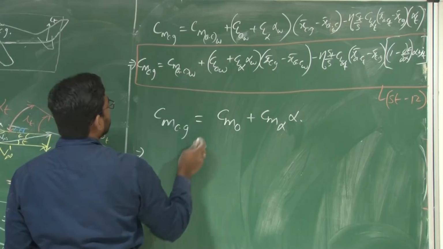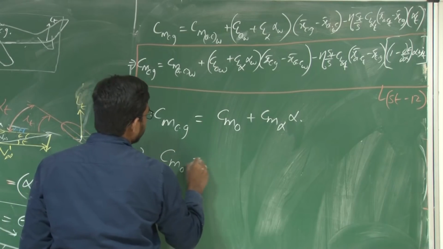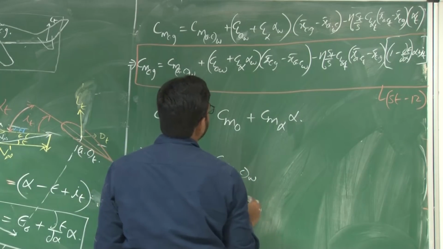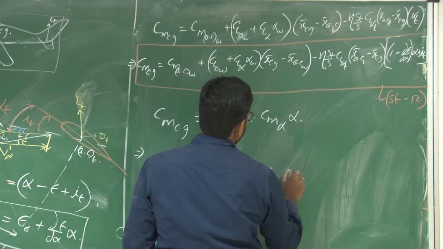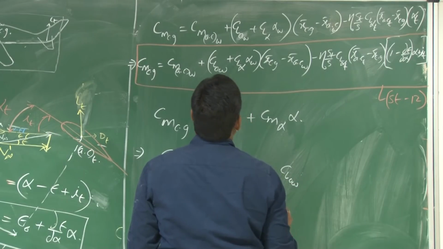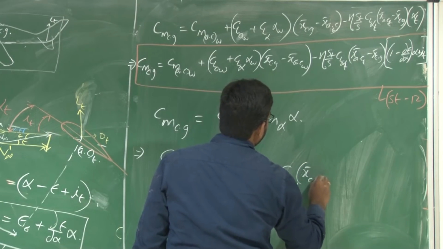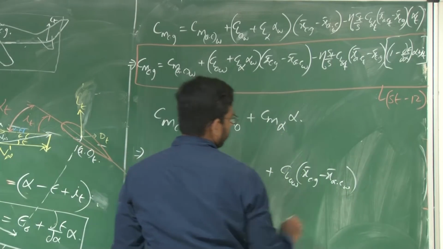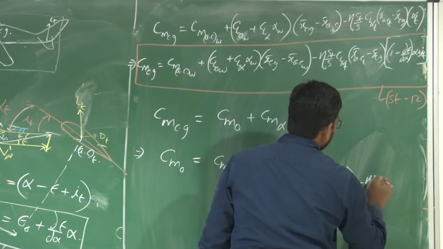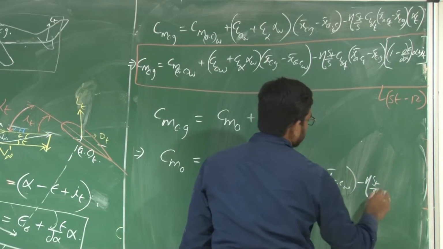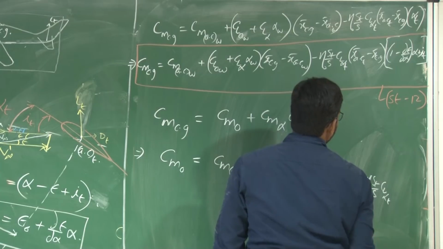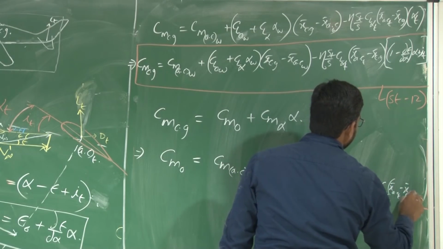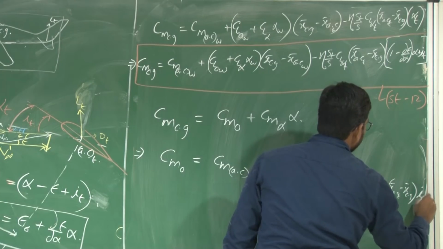Now comparing these two equations, what we have is Cm naught of the aircraft is Cm AC of wing plus CL naught of wing into x bar Cg minus x bar AC of wing, right, minus eta St by S CL alpha of tail into x bar AC of tail minus x bar Cg into i of t.